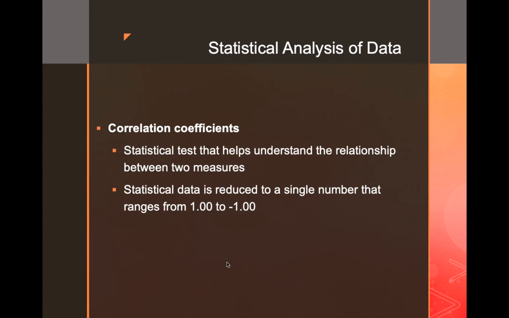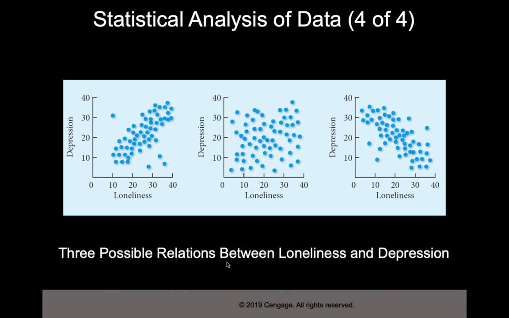Now we all know what correlation is. It helps understand the relationship between two measures. It can be reduced to a single number. A positive correlation is when both variables are sort of moving in the same direction, higher or lower. A negative correlation is when they're moving in different directions.